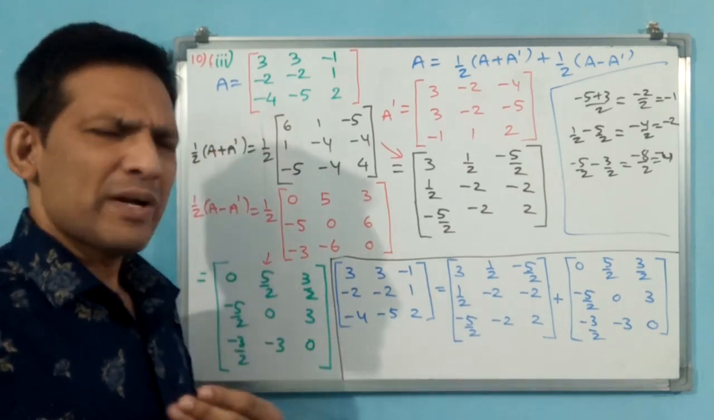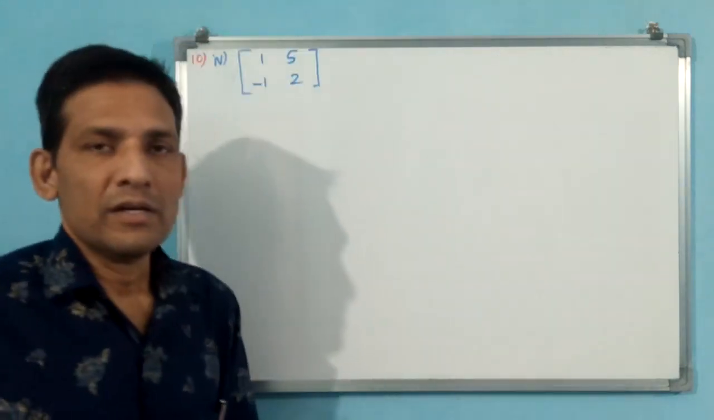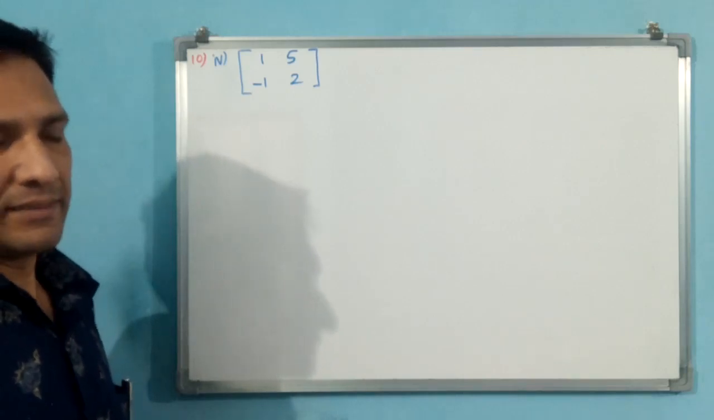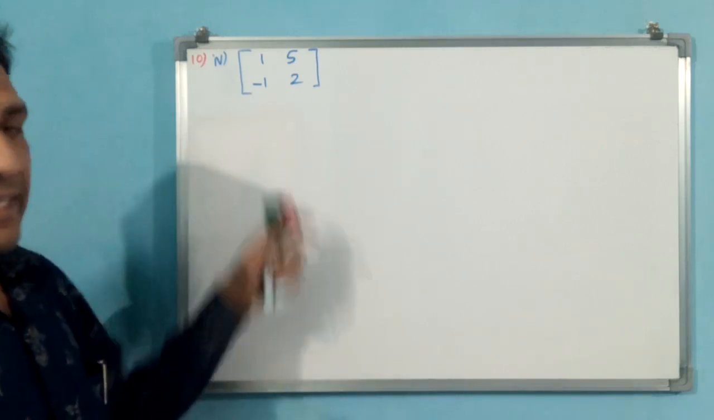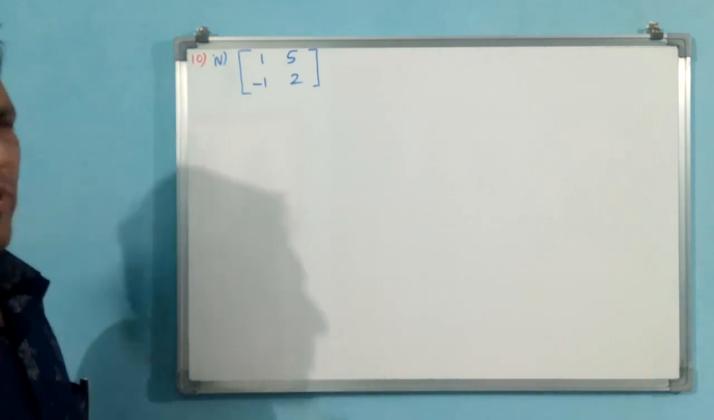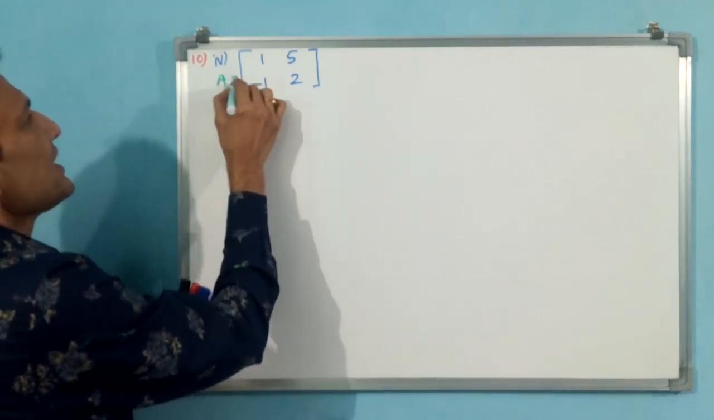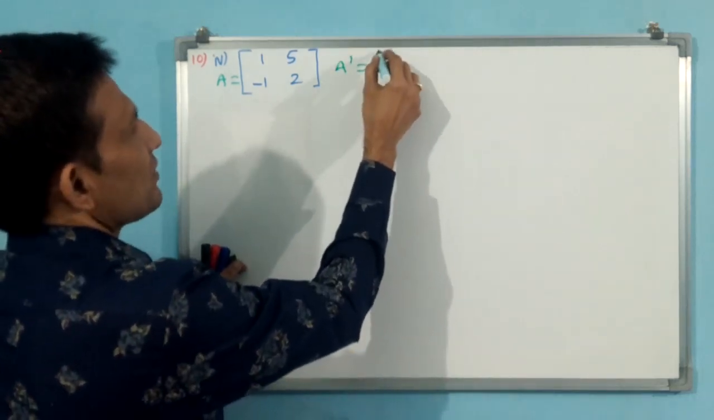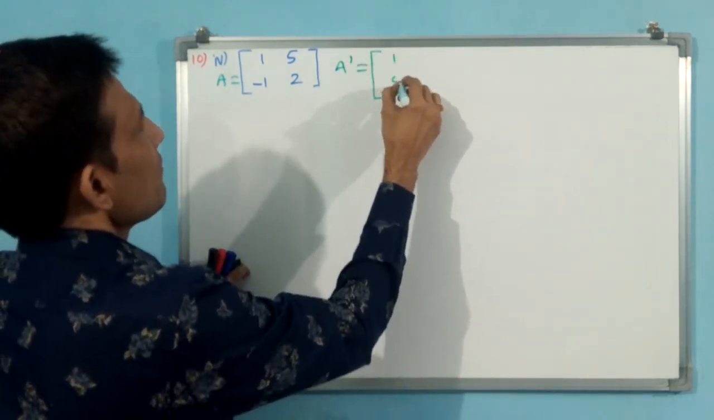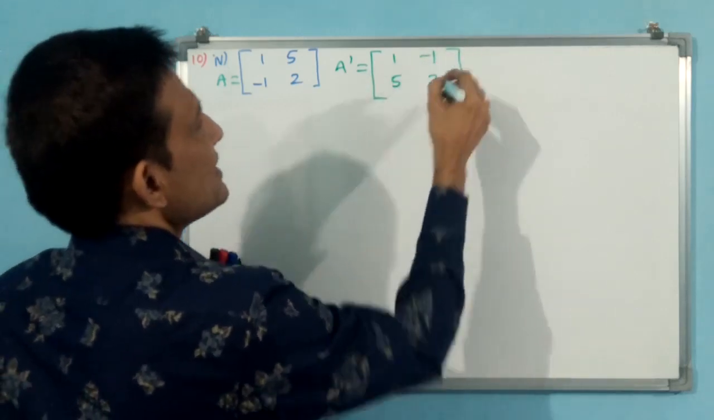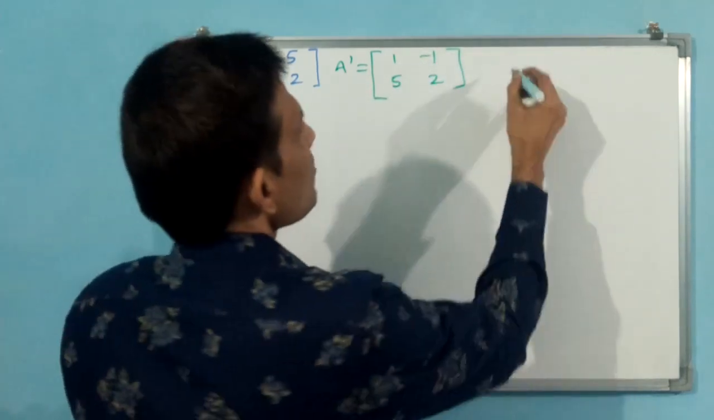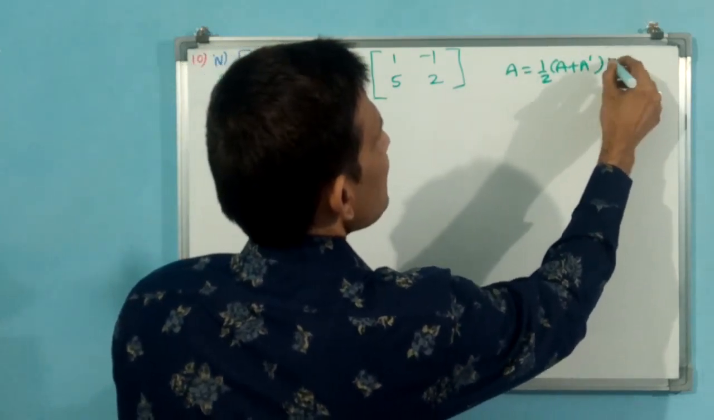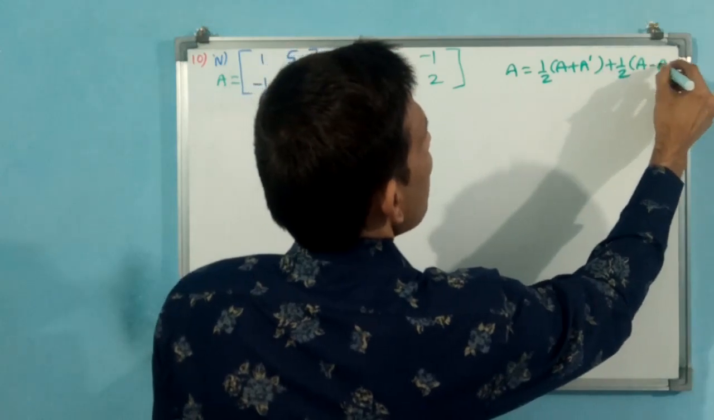Let us go to the fourth part. The fourth part is a 2 by 2 matrix. Simple only. This is the fourth part of the 10th question. Let us take this as A. They have given only a 2 by 2 matrix. First you have to do A transpose: 1, 5, minus 1, 2. Finally, you have to write like this: A is equal to 1 by 2 A plus A transpose plus 1 by 2 A minus A transpose.